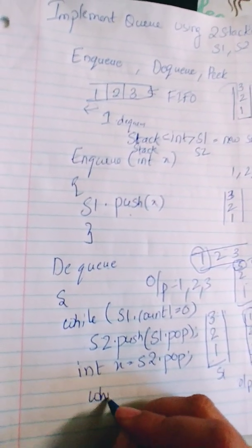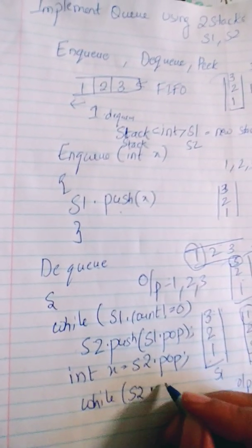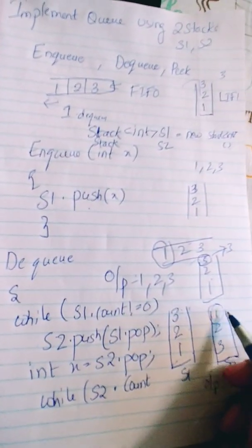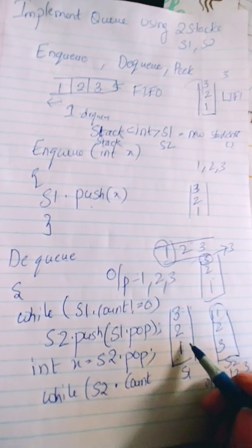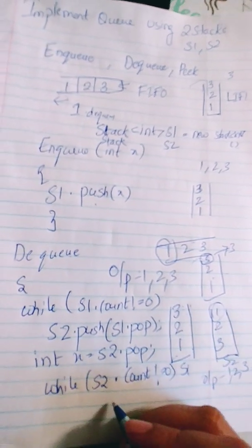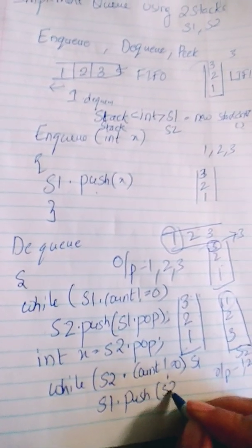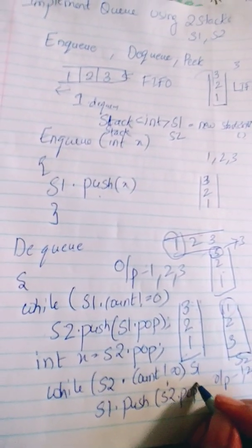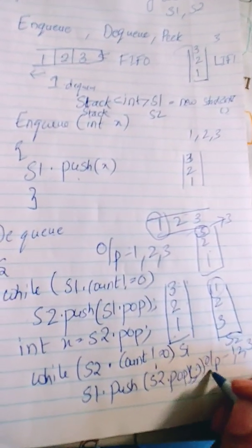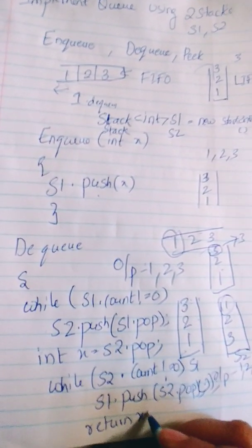And we can also write while S2 dot count is not equal to 0. After popping 1, we just send 2 and 3 back, so S1 dot push, S2 dot pop. Okay, and we are just returning X.